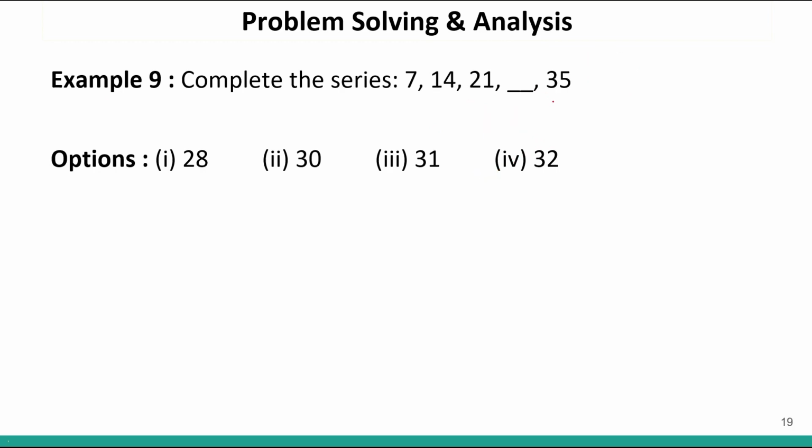Okay. Complete the series. Just by looking at it, I can see this is 7 into 1. This is 7 into 2. This is 7 into 3. And this is 7 into 5. So clearly the missing term is 7 into 4. 7 into 4 is 28. So 28 will be the correct answer, which is option number 1.